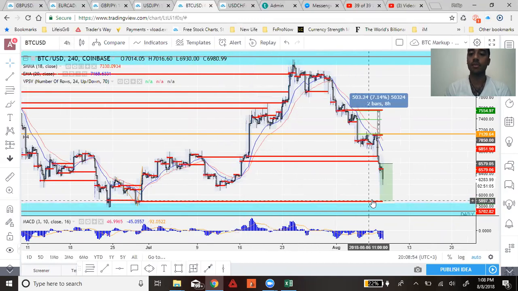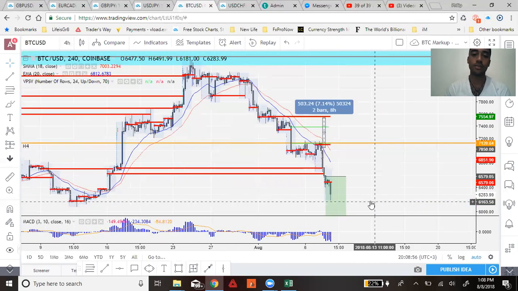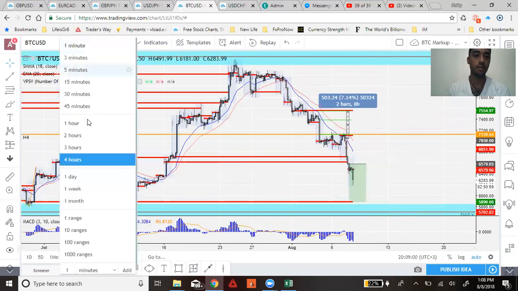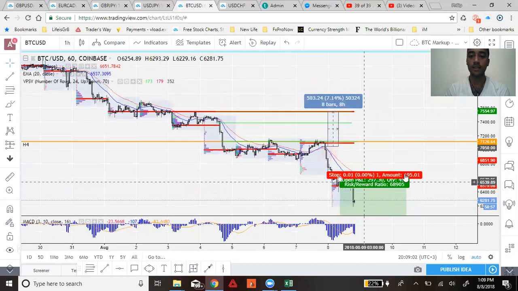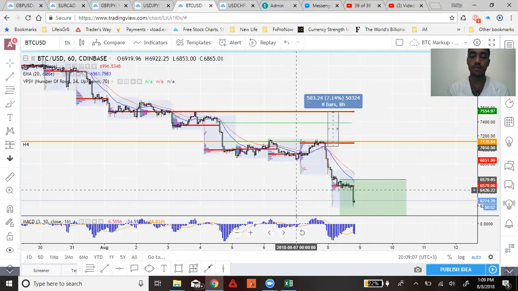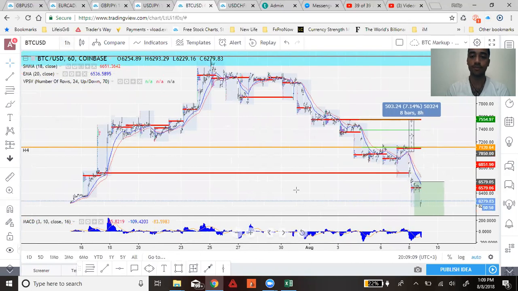If that's the case, then I believe price is going to go down to this area. So I got into my entry, right? I got into my entry at this point right here, and currently price is down here. So we're up a good amount, right?